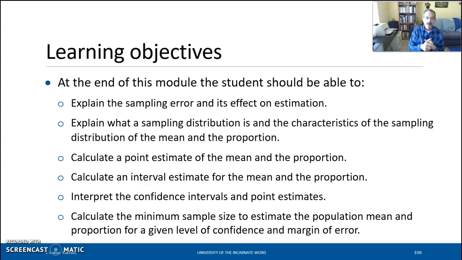And you should be able to interpret that interval estimate for the mean and the proportion, as well as the point estimates. And finally, you should be able to calculate the minimum sample size to estimate the population mean and the population proportion for a given level of confidence and margin of error. So this is it for Module 7. Next week we'll continue with the last part of Module 7 and then move on to Module 8.